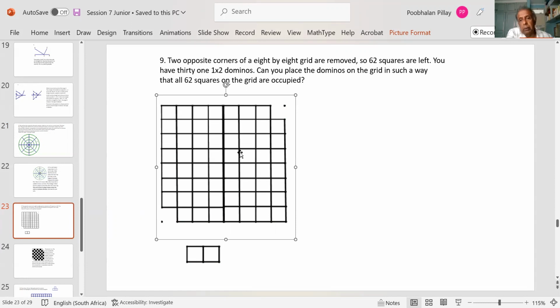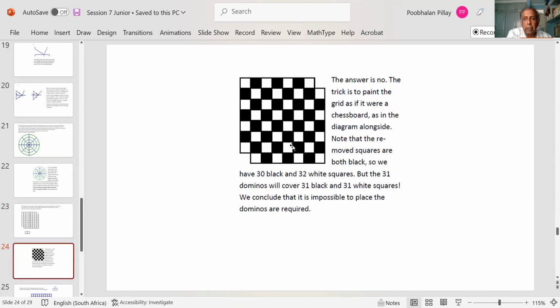The question is, how do I know? How do I know that this is impossible to actually do? You cannot fill this thing here. Now, here's the beautiful solution to this problem. How can you prove this? The way to do this is to color this thing as if it's a chessboard. All right. Now, this is what I've done.